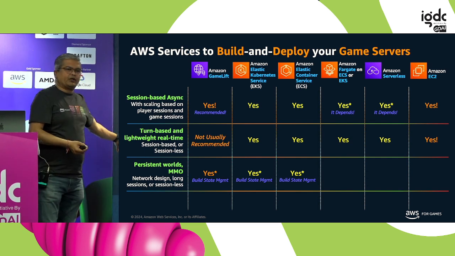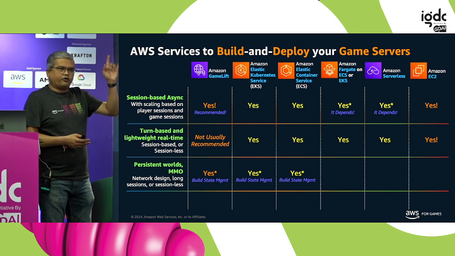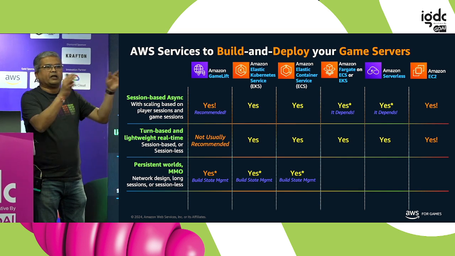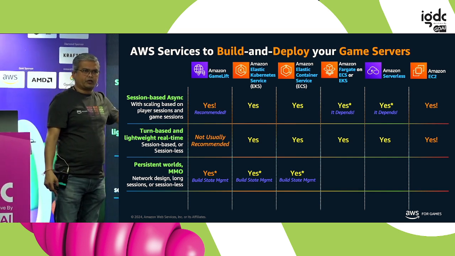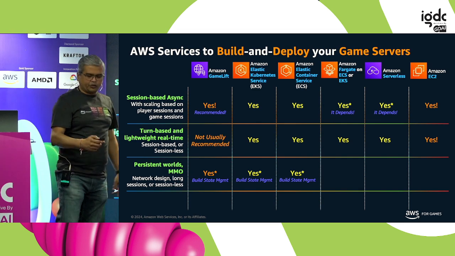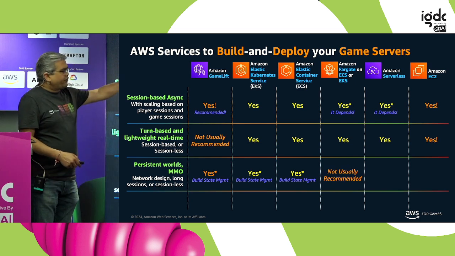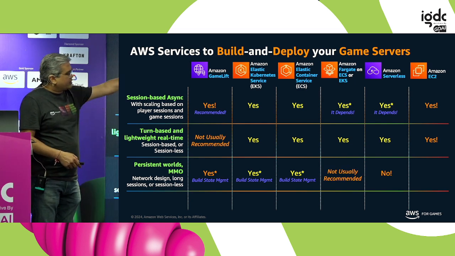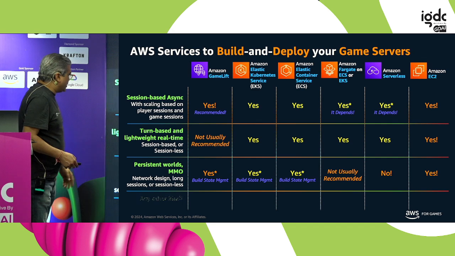When you are building a persistent world, a world which is supposed to live for 6 months, you cannot afford the world to die and not be able to be rebuilt again, which is where your state management is the most important element. And you want to make sure that you have that capability before you choose one of these. Would I suggest Fargate? No. Would I suggest serverless? No. EC2, absolutely. EC2 works everywhere.